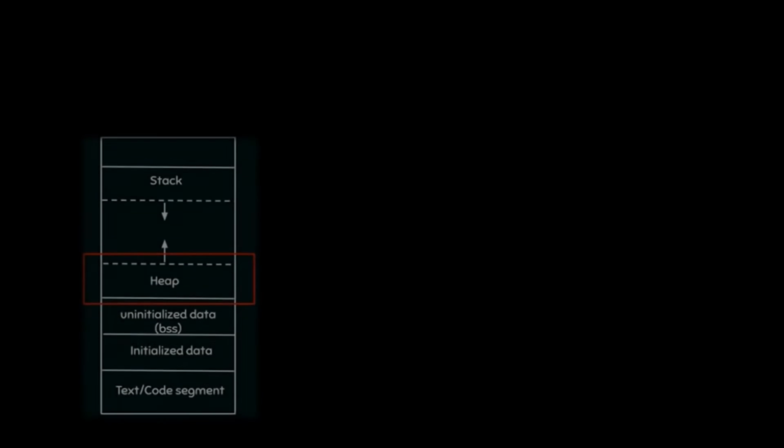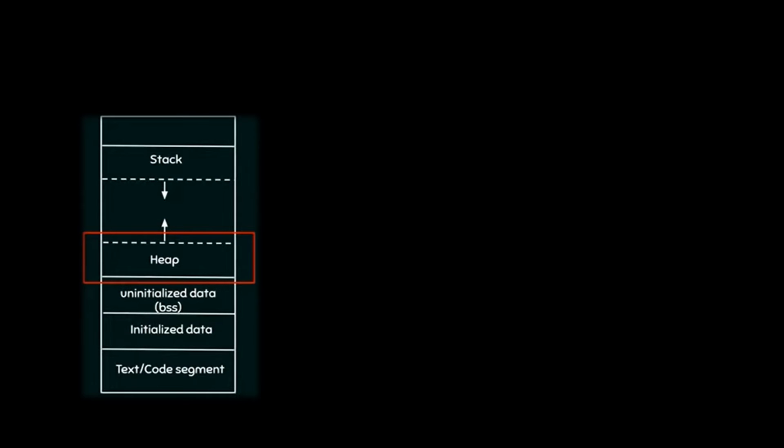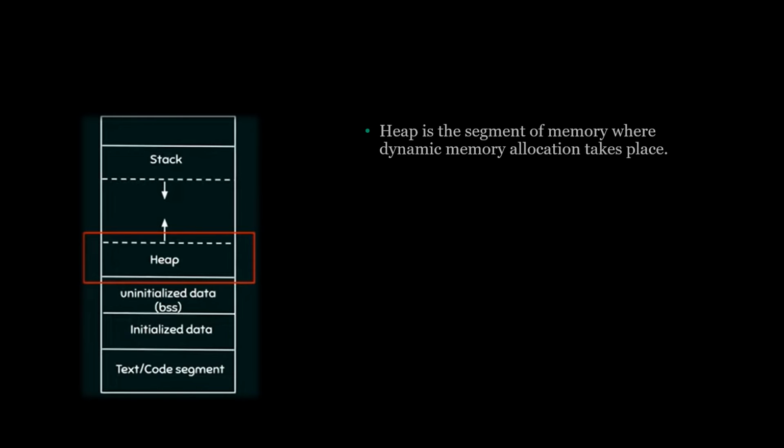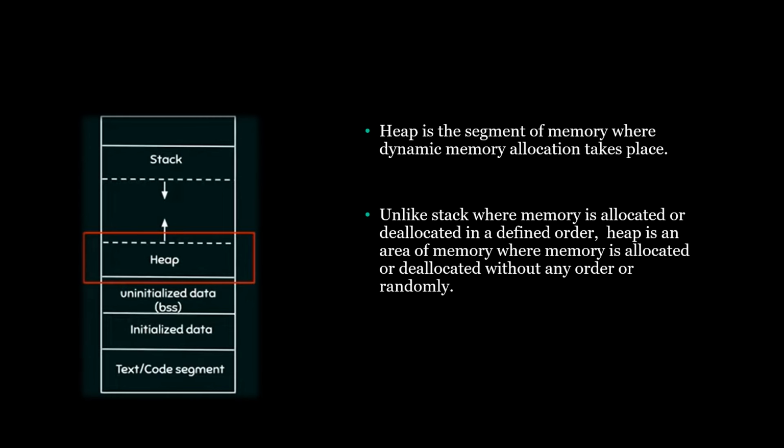You might remember this diagram from C programming. This is nothing but the memory layout of a C program. There are different memory segments. The one which we talk about here is the heap memory segment. Heap is the segment of memory where dynamic memory allocation takes place. Unlike the stack, where memory is allocated or deallocated in a defined order, heap is an area of memory where memory is allocated or deallocated without any order, or randomly.